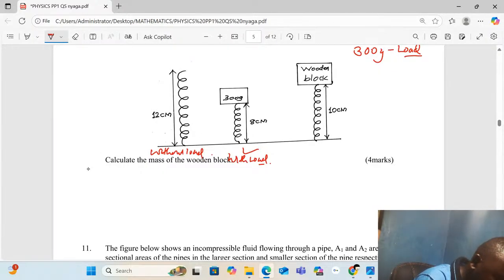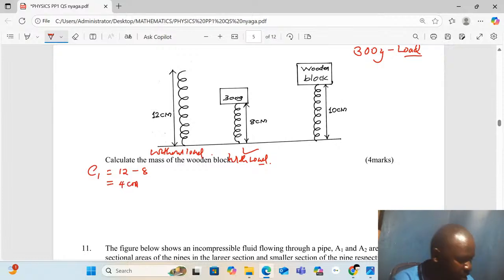So number 1, you can see this is a compression. So a negative extension has no problem. We just treat it as normal extension. So our extension 1 is 12 centimeters minus 8 centimeters. We arrive at 4 centimeters.